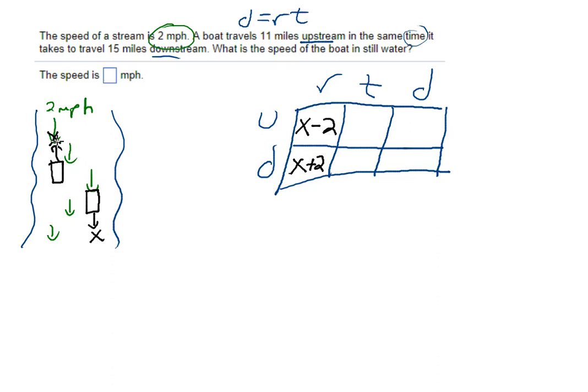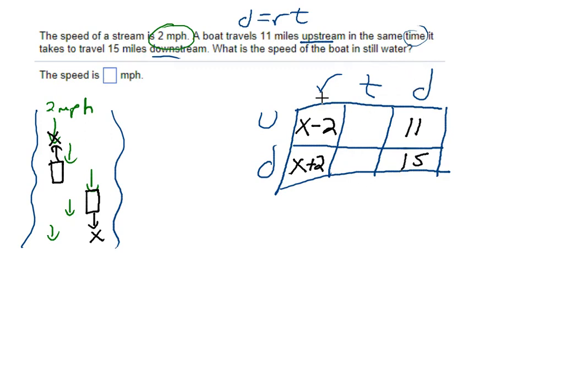The distance the boat travels upstream is 11 miles, so that actually goes here for the distance. And this is where we take a departure from what we're normally used to doing with these tables. We're actually going to fill it in a little bit backwards. We're given the distance, so we're going to plug that in for the distance, 11, and the distance downstream is 15. So we're going to put that here for the distance going downstream.